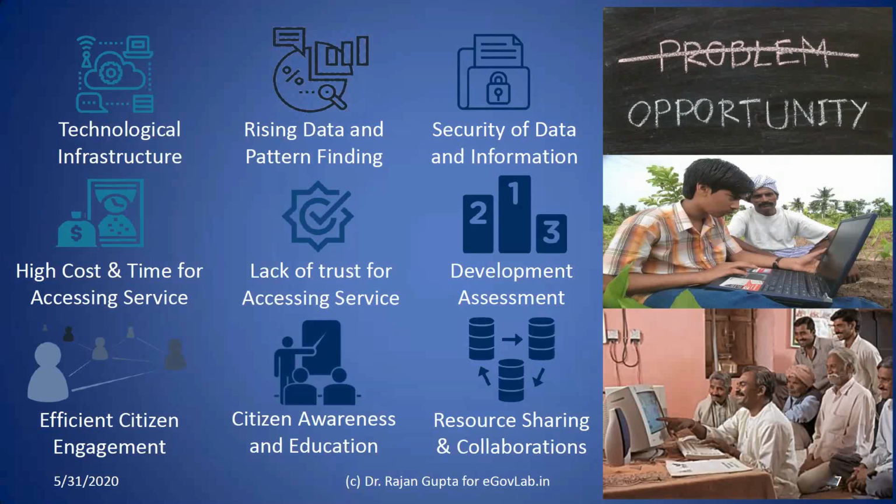Then we have different process-related challenges, which is high cost and time for accessing services. In case a government decides to have a technological infrastructure in place for its services, it may not happen that it implements the most efficient and effective infrastructure for that service. So the cost and timing may not reduce for accessing that service. So we have to be efficient in the processes that we are choosing with respect to technology as well.